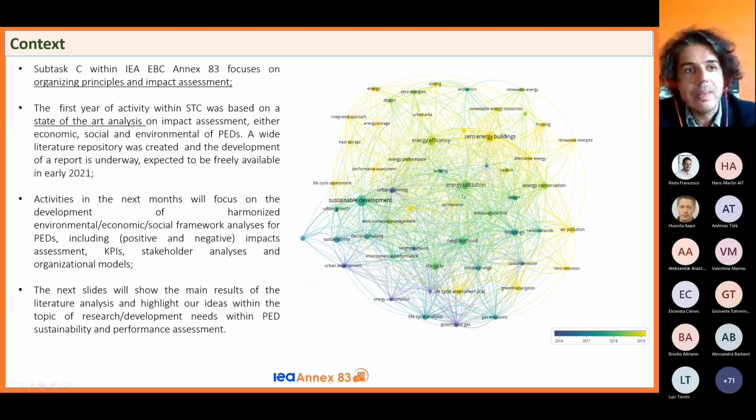The title of the subtask is Organizing Principles and Impact Assessment, and as you can imagine, the main focus of our subtask is sustainability assessment and impact assessment on a wide range of topics. The presentation I'm going to show you in the next 10 minutes is based on the results and outcomes of the first year of activities, based on the state of the art analysis, and builds on a report that we are expecting to have freely available in early 2022.